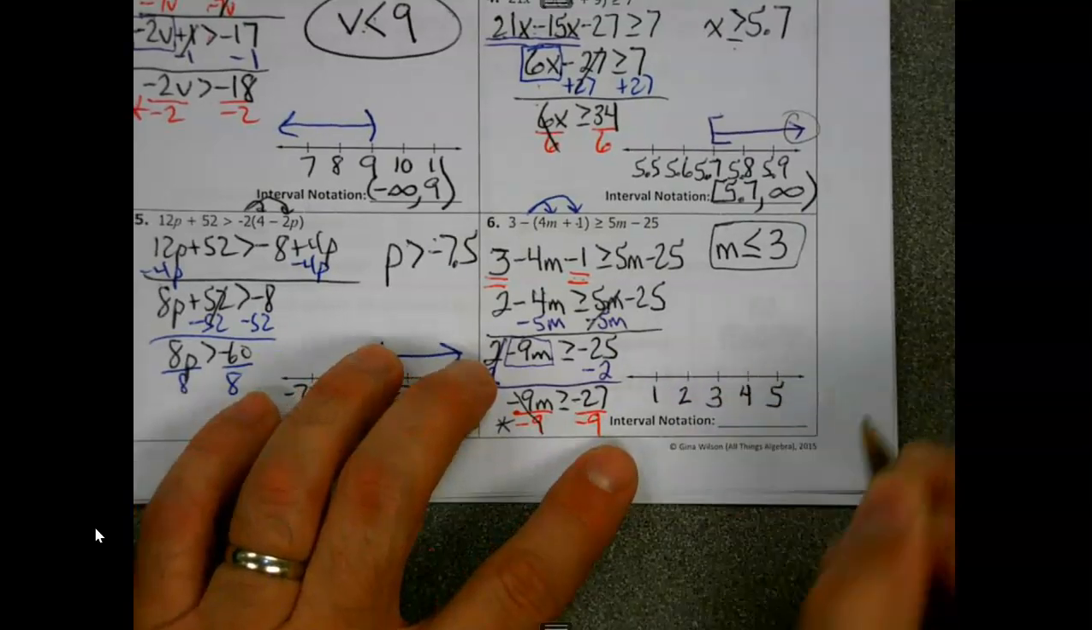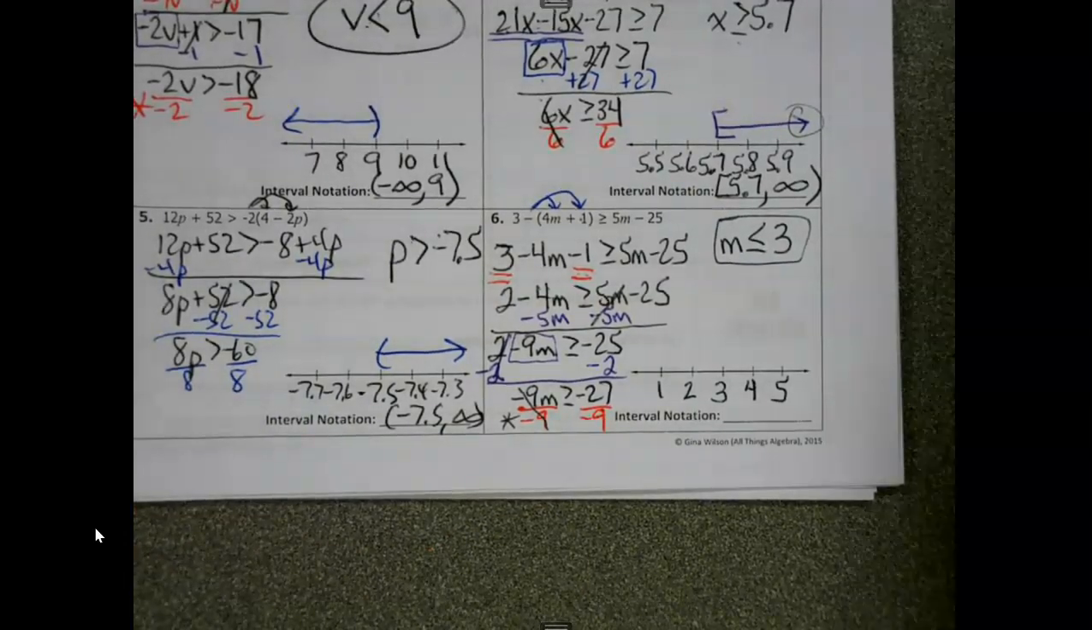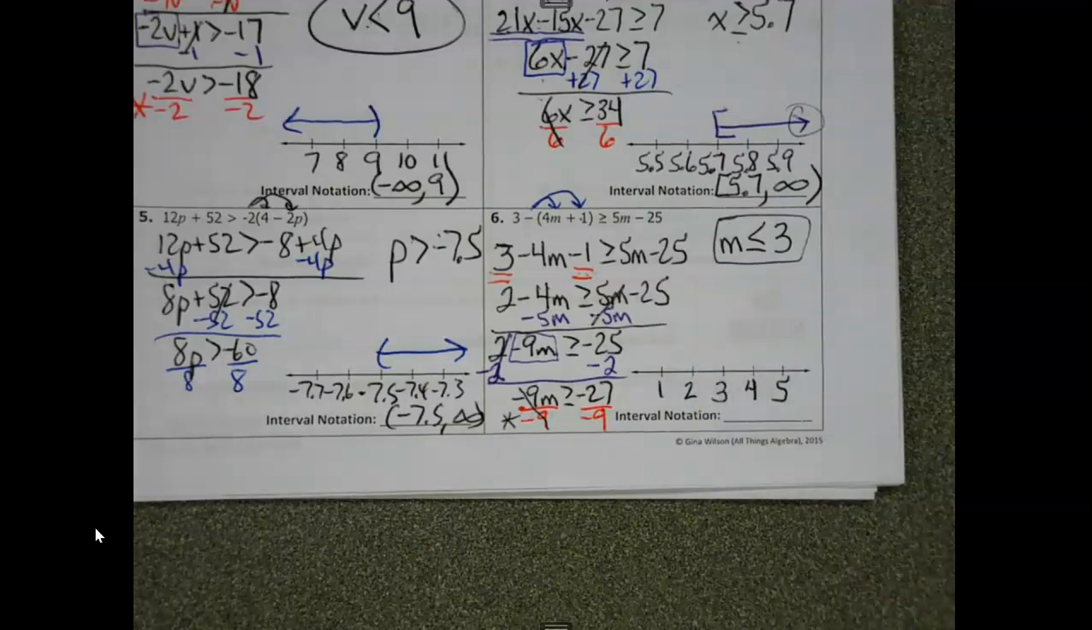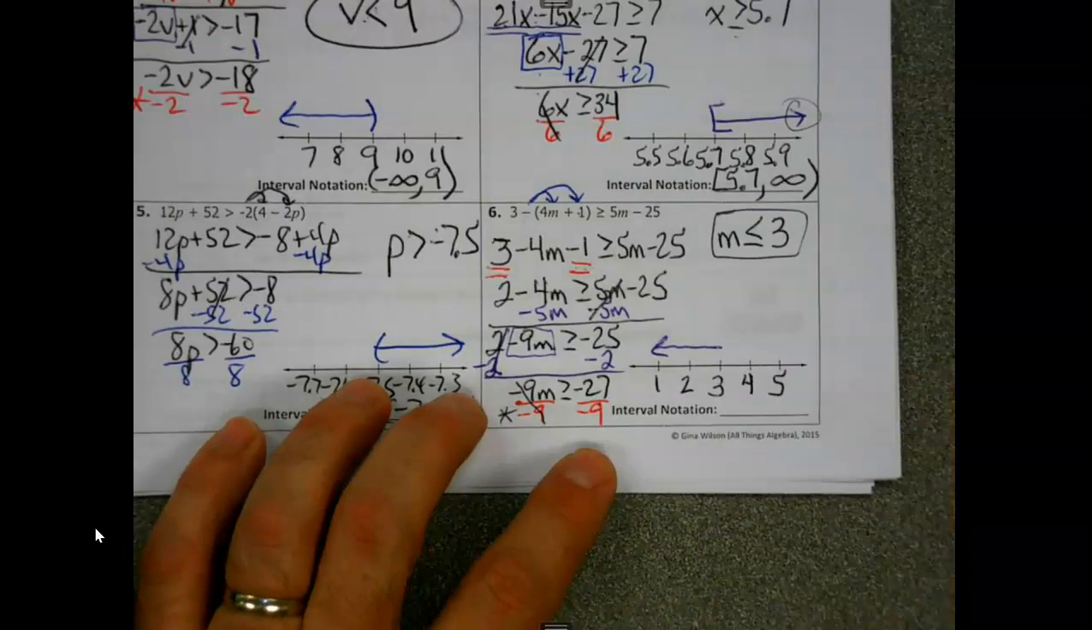So let me get my values in there. Make myself a quick note there. And again, if your variable is on the left, you can follow the arrow. The arrow's pointing at m, it's less than. Less than goes left.